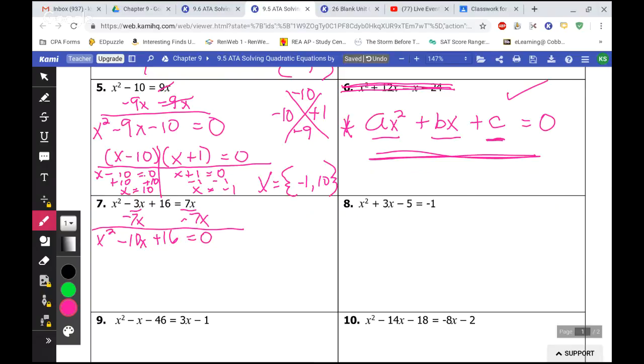So now I'm looking for two terms that multiply together to give me a positive 16 that when I combine them, give me a -10.